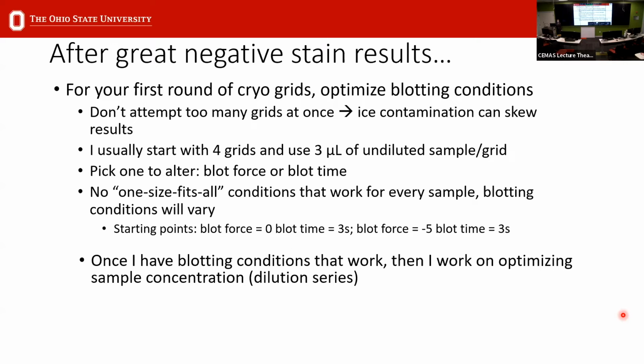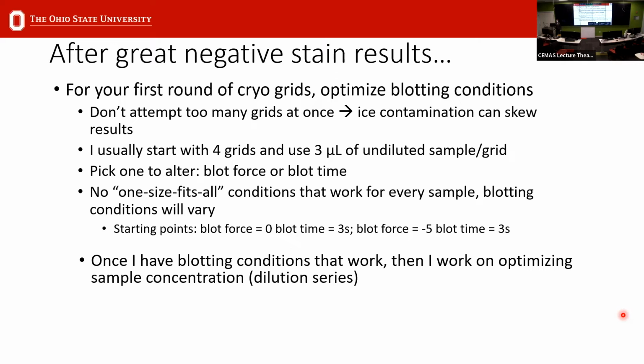And then for me personally, I start small because I hate guessing. I don't want to just throw a bunch of samples and bill users for using a ton of grids and a ton of hours on the Glacios only to have not so great results. So I'd rather do smaller, less expensive sessions and then have a better idea of how to move the project forward. So for the initial one, someone hands me a tube, I usually just start with 4 grids, and then I use 3 microliters of undiluted sample per grid. And then I pick one parameter on the Vitrobot to alter, either blot force or blot time.